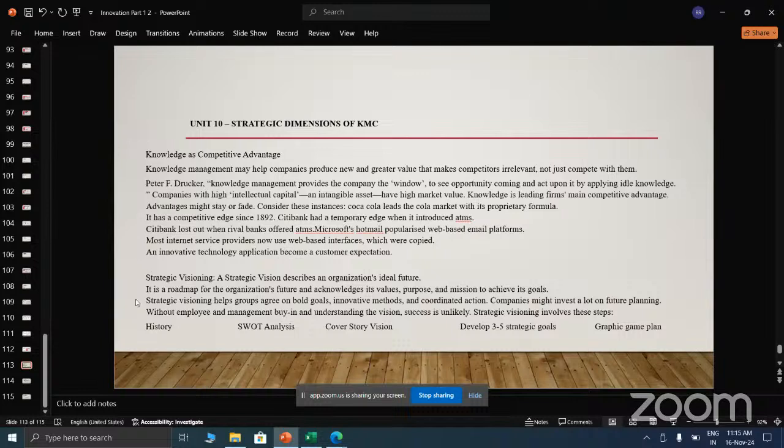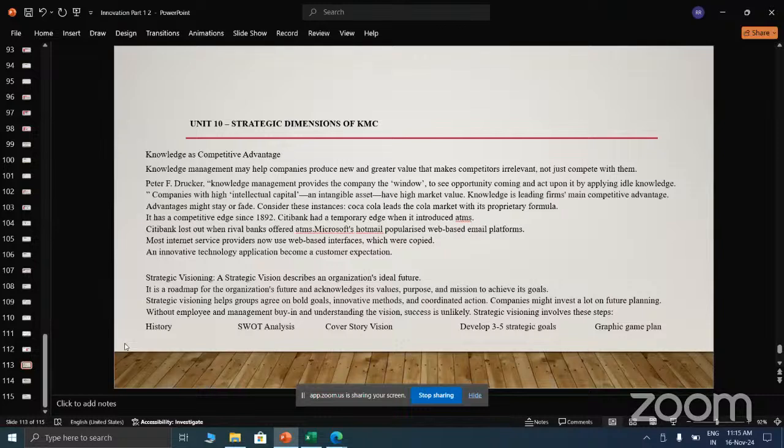Okay, now let's look at strategic visioning. A strategic vision describes an organization's ideal future. It is a roadmap for an organization's future and acknowledges its values, purpose, mission, and goals. So strategic visioning helps groups, internally in an organization or externally as well, agree on bold goals, innovative methods, and coordinated action.